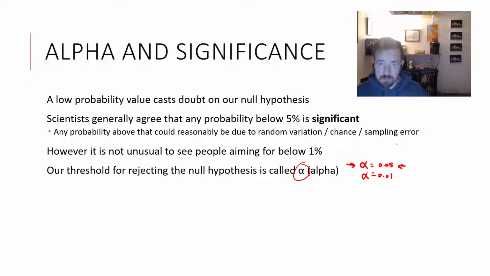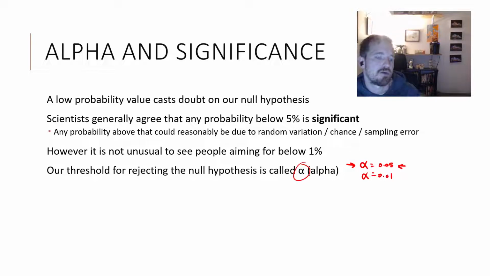In other words, we are going to use this alpha as a threshold. Anytime we have a probability that is less than this threshold, we're going to say we reject the null hypothesis because this is very, very unlikely. It's less than 5% likely to occur by chance.